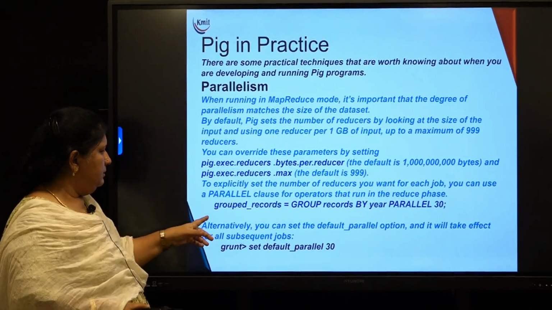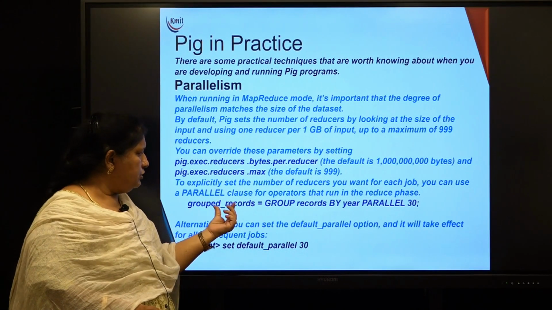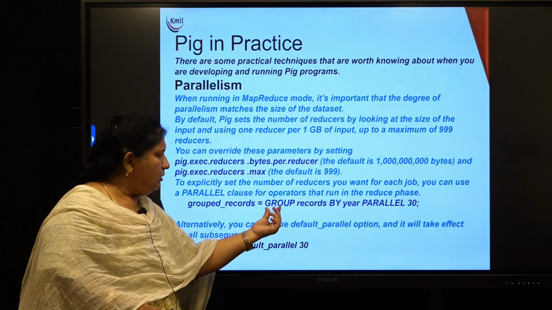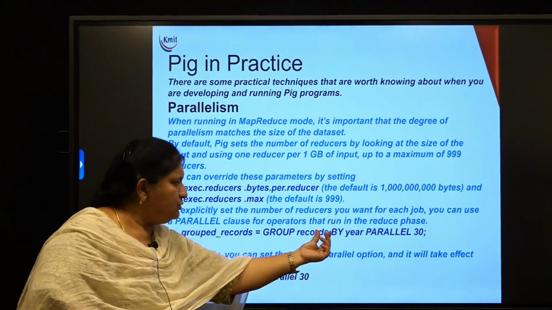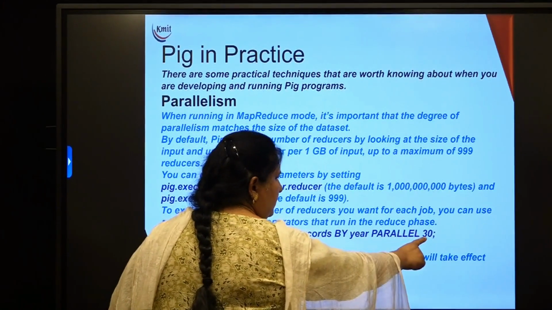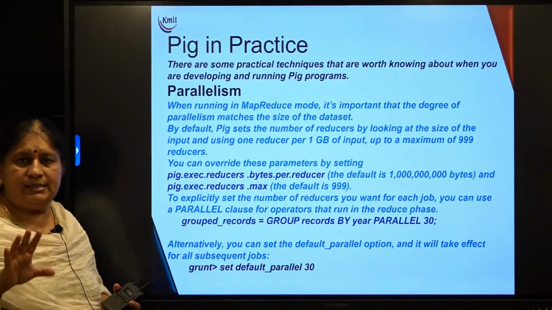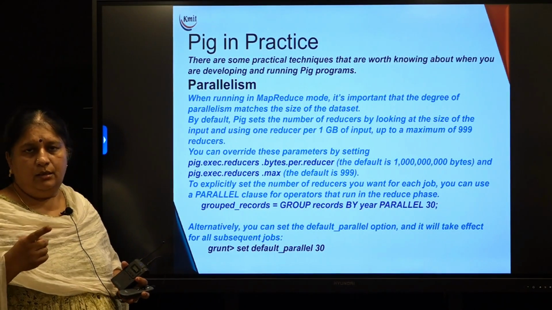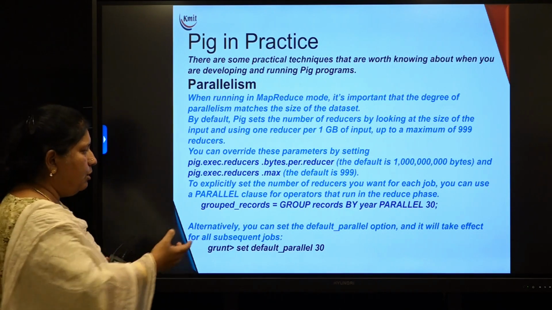Say for example, see this example, what did we do? Grouped records is equal to group by clause using the records relation. I want to group my records based on the year value and in parallel, how many reducers do you want to work? 30. If you do not specify, by default, for every GB of input it will try to define one reducer.